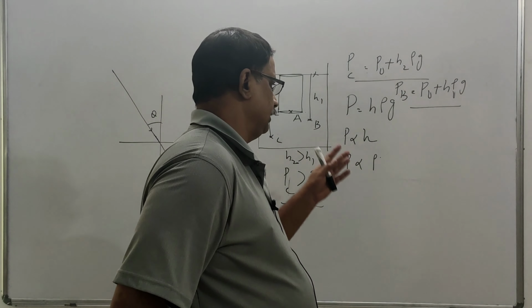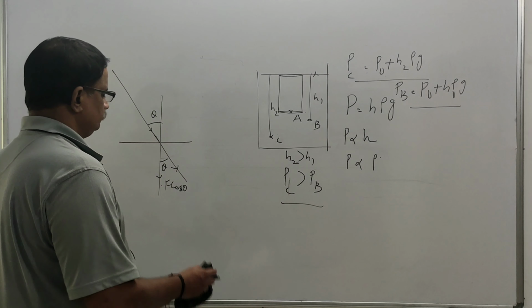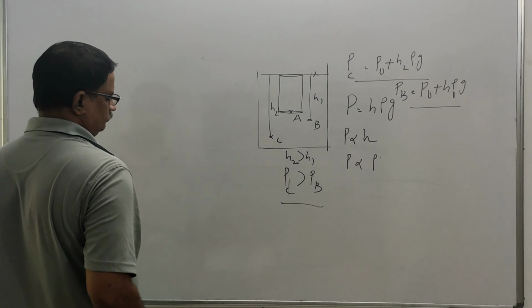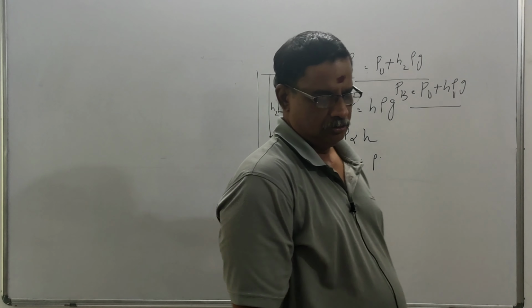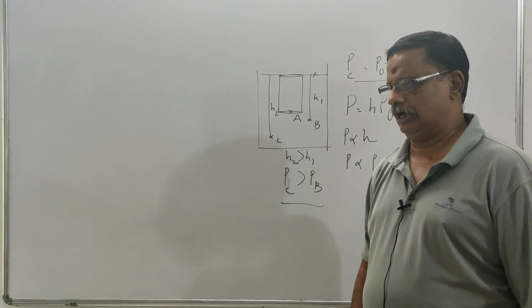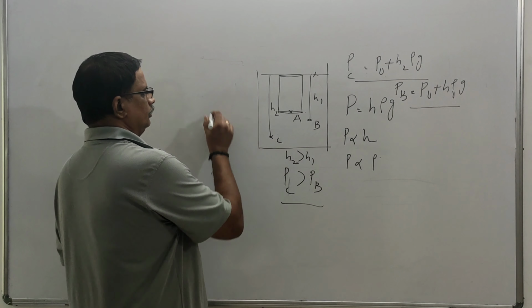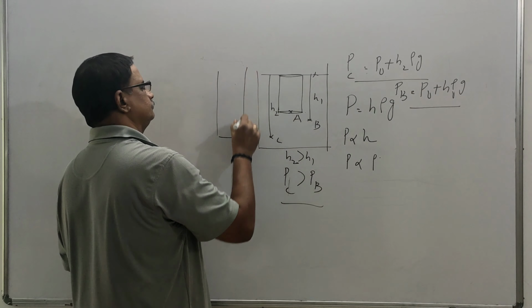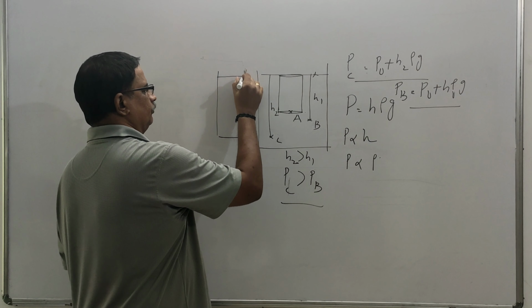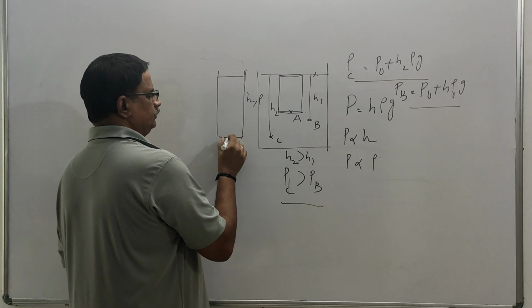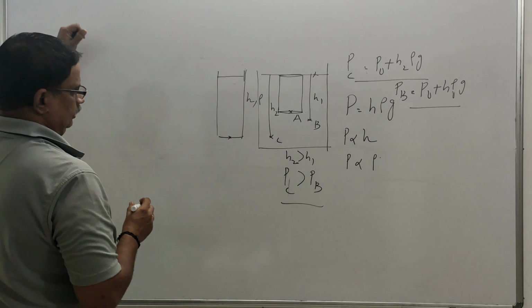So that is regarding the pressure. Then I will give you two results. Number one, if somebody asks you to calculate the thrust at the bottom of a container, suppose you have a container like this, it is filled with a liquid of density rho up to a height h, then what is the thrust at the bottom of the container?